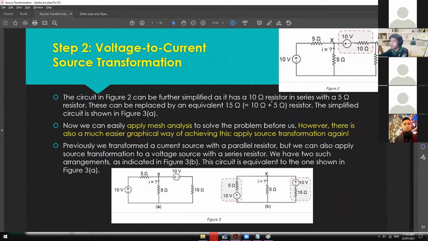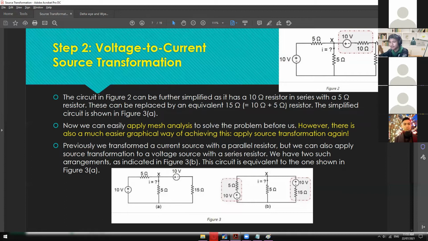So how did we arrive with this one? We just simply added the resistors. So 10 ohms plus 5 ohms is 15 ohms. And nothing happened on the left side since wala namang ibang resistor dun. And then from here, you can arrange this one into something like this.